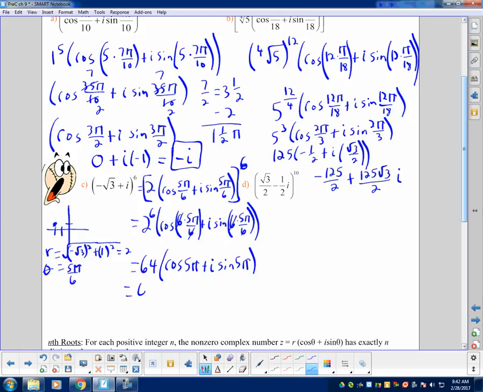So 64 times cosine of 5 pi. So we go around once, twice, and then halfway around. It's going to be right here. A -1 plus I times 0. So this is just -64. So if you can believe that, this thing taken to the 6th power would be equal to -64.